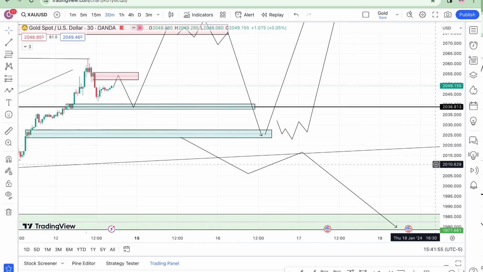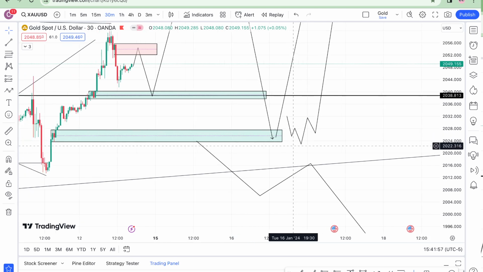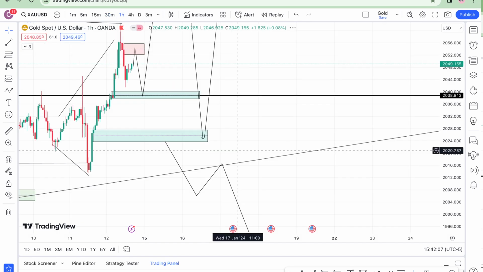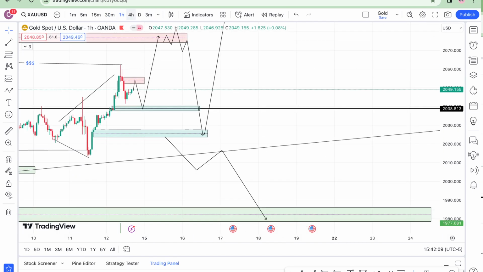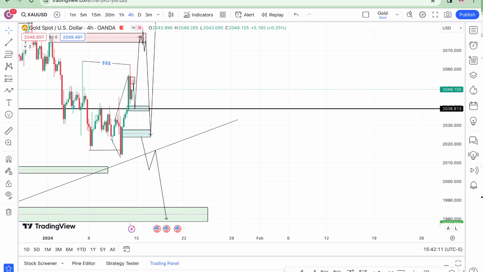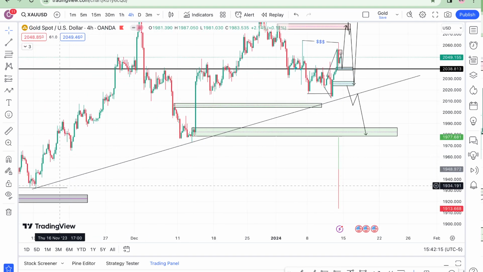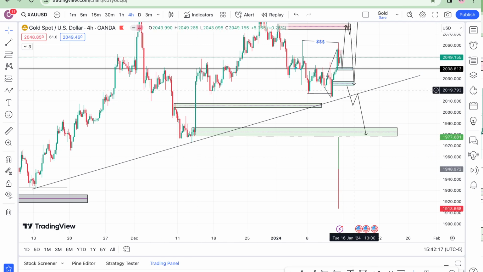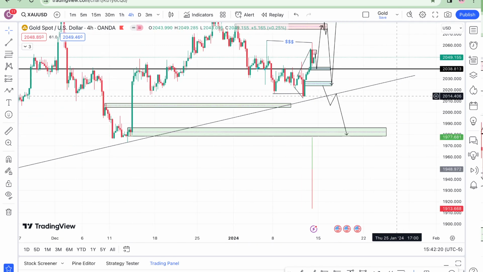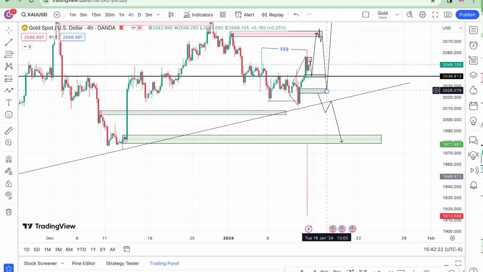Until and unless this zone is held, remember one thing clearly, guys: until and unless gold is above 2030 on the daily time frame, gold is bullish. If it breaks this low, this trend line, I'll show you on the 4-hour time frame. You can see that gold is respecting a clean trend line. You can see one touch, two touches, so the third touch is yet to be done.